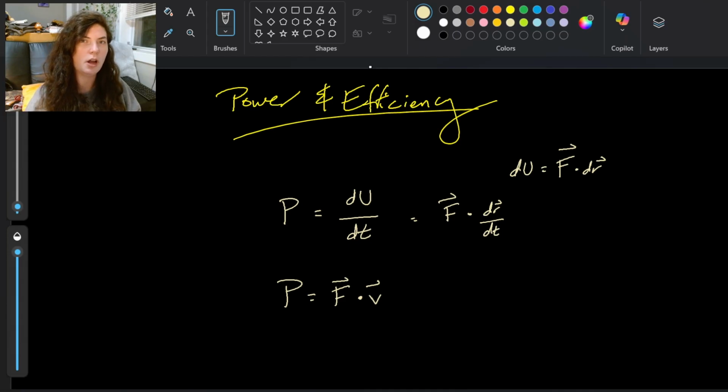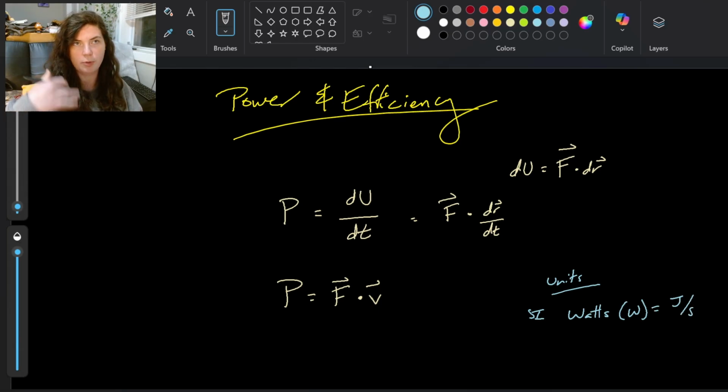A quick note on units on power here. Our units for power in our SI unit, what we're going to see is watts. So a watt is the standard unit. We'll usually see that with a capital W. A watt is the standard unit of power, which is the same thing as a joule per second, right? That work per time.